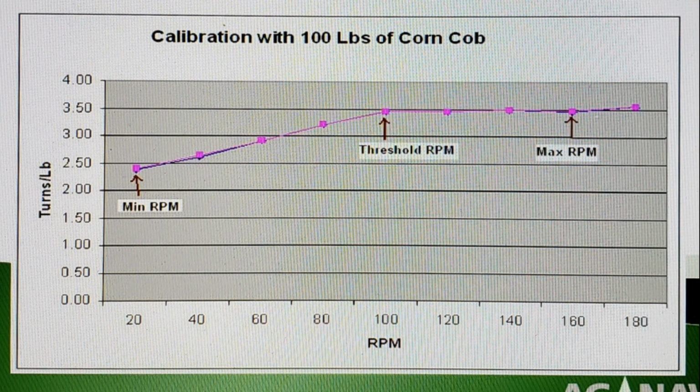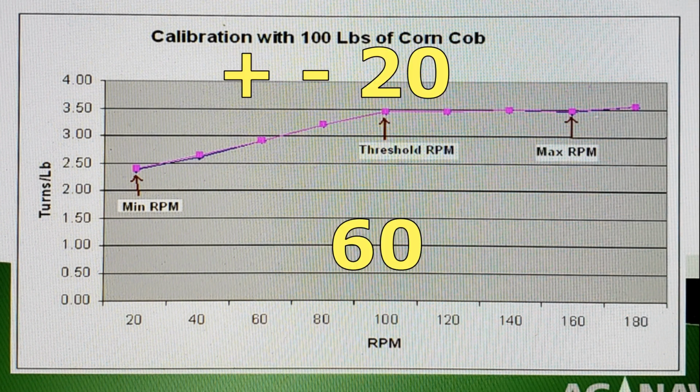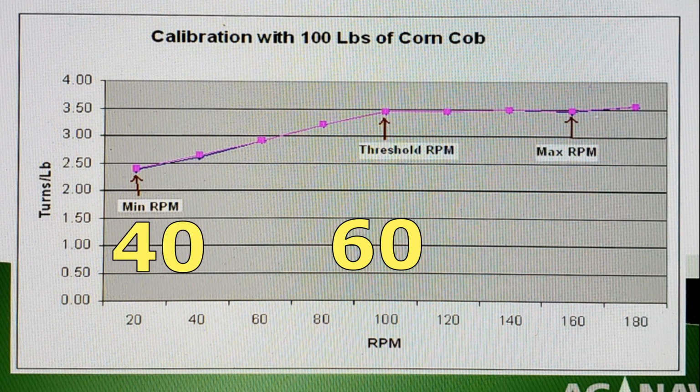I'm going to narrow that range a little bit, and I'm going to determine the RPM based on ground speed. So I normally fly at 60, which would be threshold, plus or minus 20 for any wind. So that would give me a minimum ground speed of 40, a threshold of 60, and a maximum of 80.